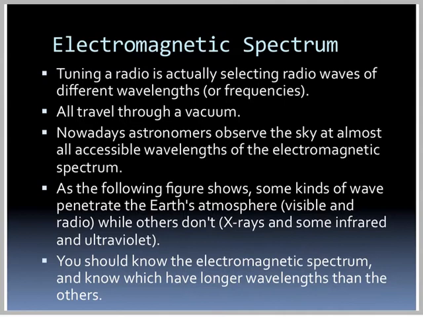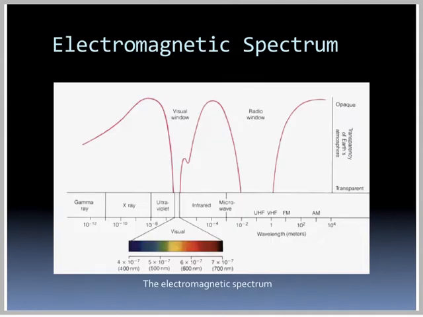And today, astronomers observe the sky at almost all accessible wavelengths of the electromagnetic spectrum. And as the following figure will show, some kinds of waves penetrate the Earth's atmosphere, like visible and radio waves, while others don't, X-rays and infrared and ultraviolet. You should know for the exam the electromagnetic spectrum and know which has longer wavelengths than the others.